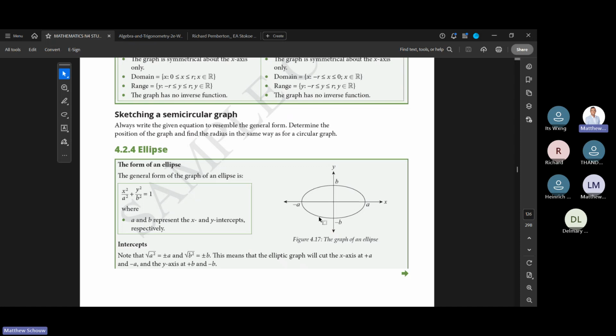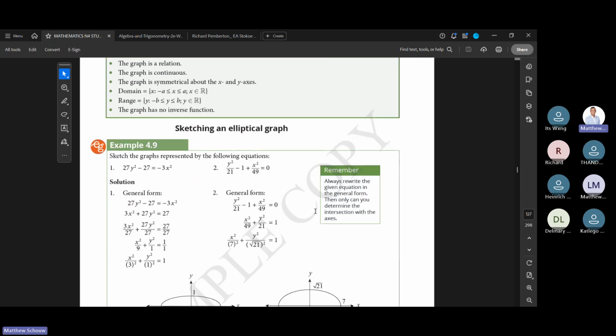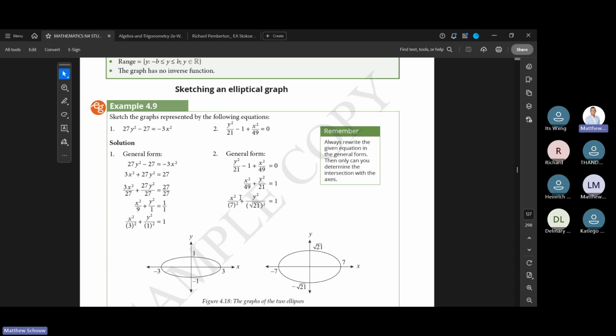So, what is the ellipse? That's your form, x squared over a squared plus y squared over b squared equals 1. Looks quite similar to that other form we were talking about, and it's quite simple. a squared and b squared represent the intercepts. Can you see that? Negative a and a, b, and then negative b. Quite straightforward. So let me quickly do an example for you. I want you to draw an ellipse for me.